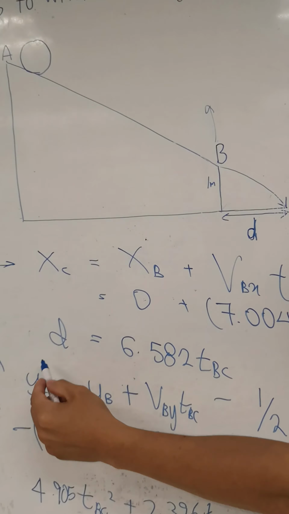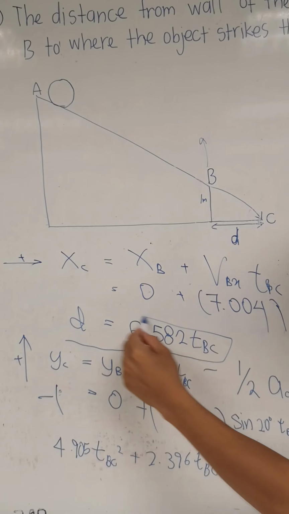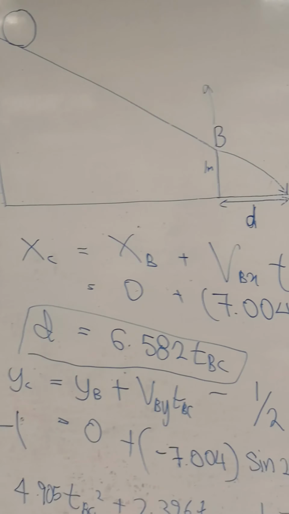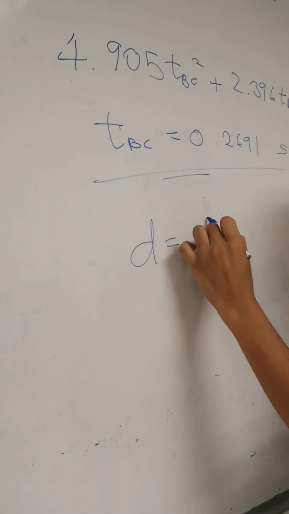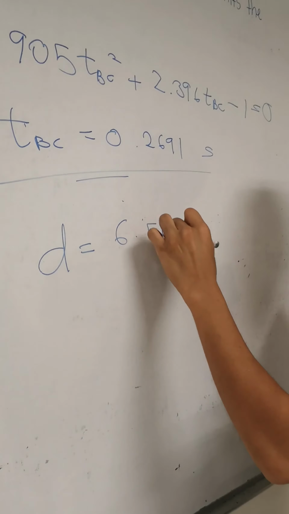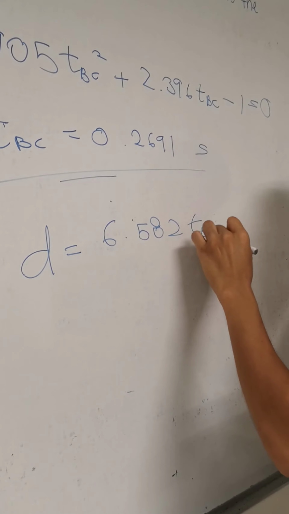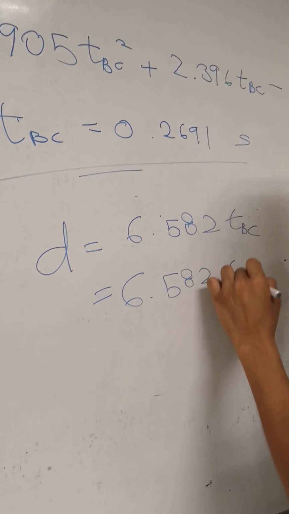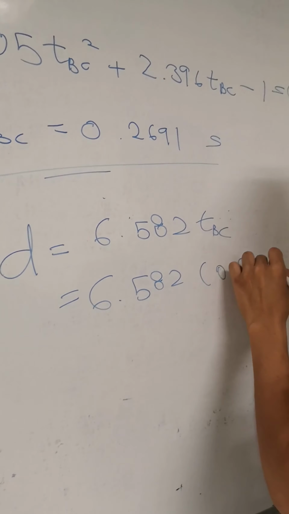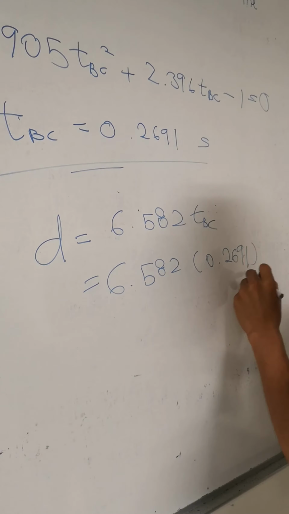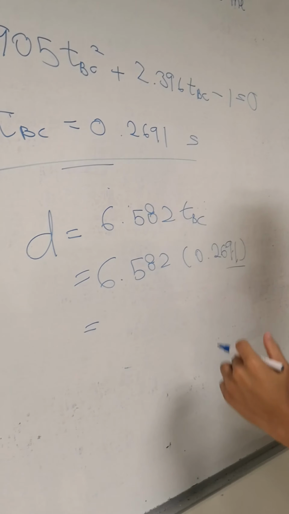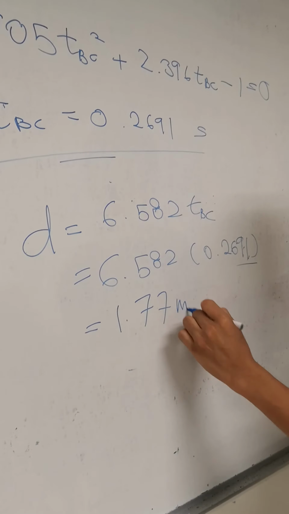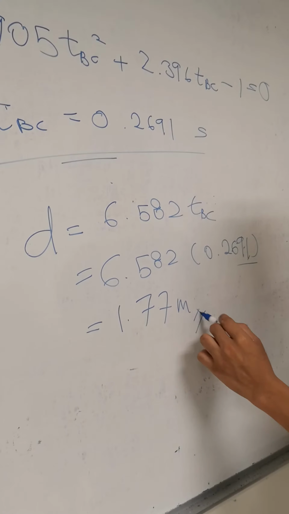We get for D, which is D equal to 6.582 TBC. We substitute TBC into it, 6.582 times 0.2691 second, and we will get the answer of 1.77 meter for D.